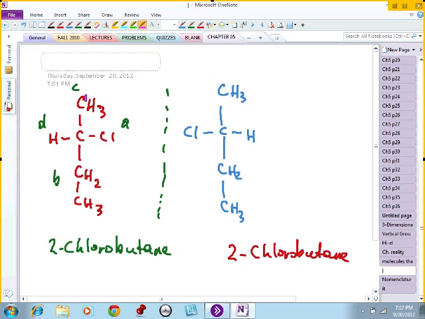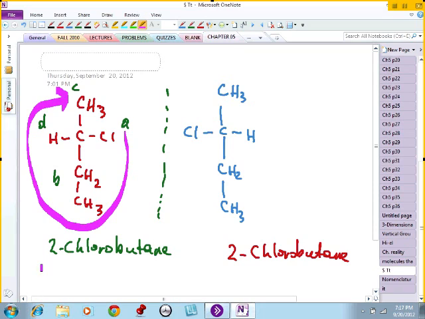I'm going to make my motion from A to B to C. Ignore group D. A to B to C. What kind of motion is that? It's clockwise motion, right? So that should be R, right? That should be R, is that correct?